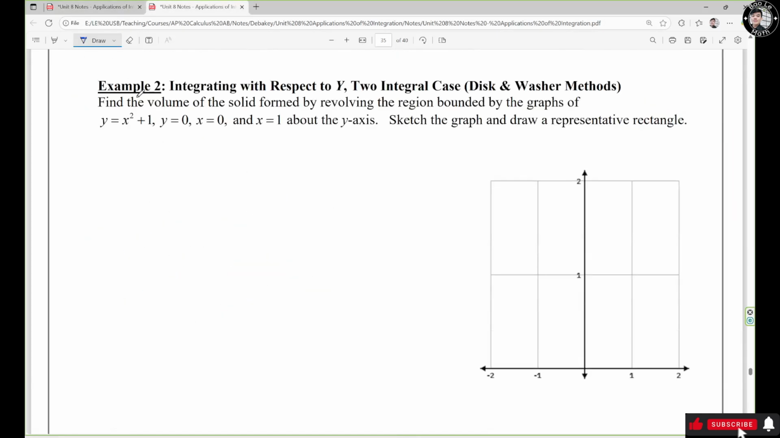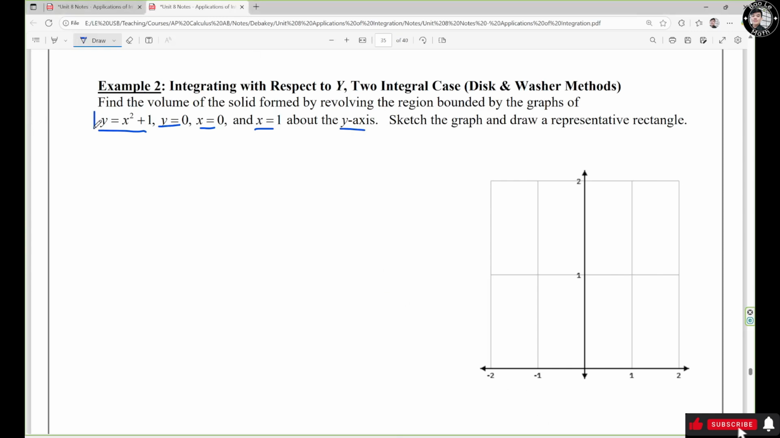Now let's move on to example number 2. Integrating with respect to y, two integral case, disk and washer methods combined. Find the volume of the solid formed by revolving the region bounded by the graphs y equals s squared plus 1, y equals 0, s equals 0, and s equals 1 about the y-axis.